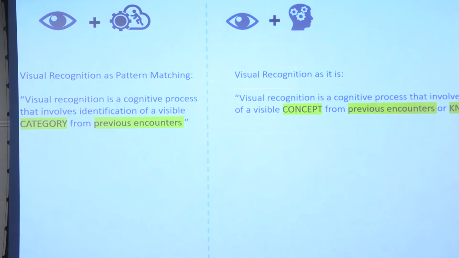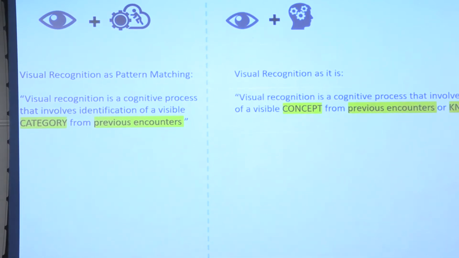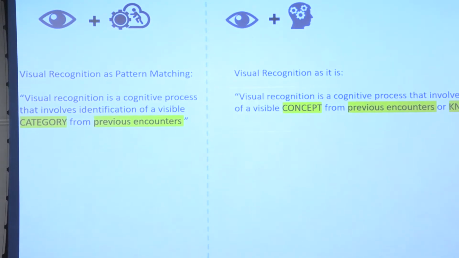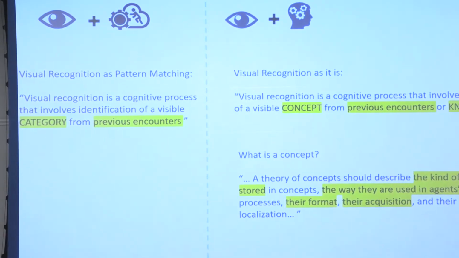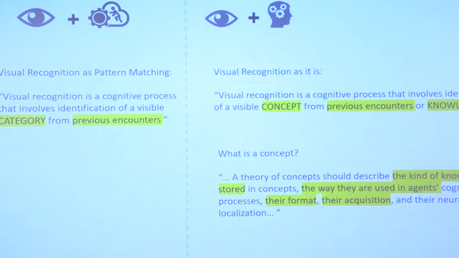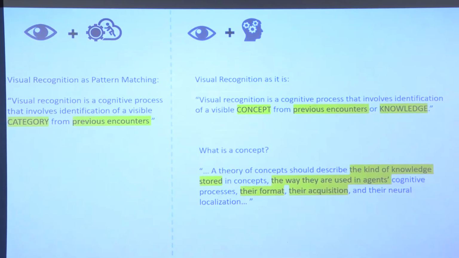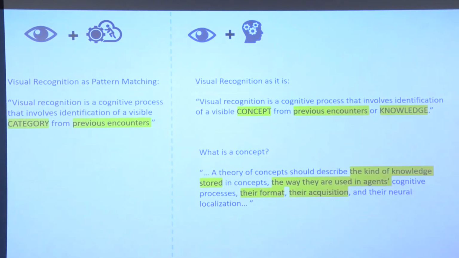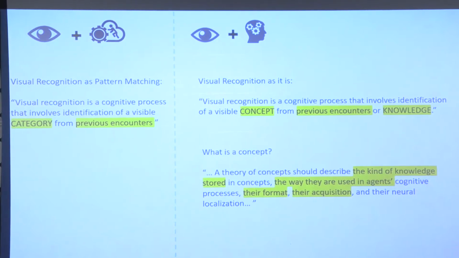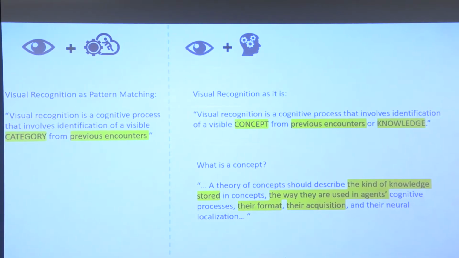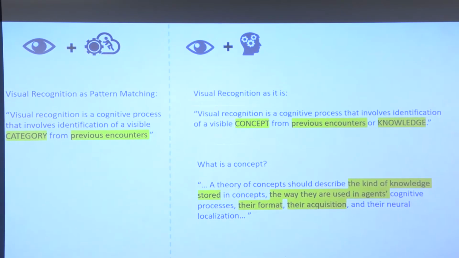But if you really go back to the definition of visual recognition, it's not just identification of a visible category, right? It's actually a definition of a visible concept, not only from previous encounters, but also from knowledge. Now you may ask, what is actually a concept? We have quite a lot of cognitive science and cognitive modeling people here, so I'll quickly go over the definition of concept. Essentially, not just categories, right? The concept should also describe the kind of knowledge stored in this concept, the way they are used in agents' cognitive processes, their formats, their acquisition, and their neurolocalizations.